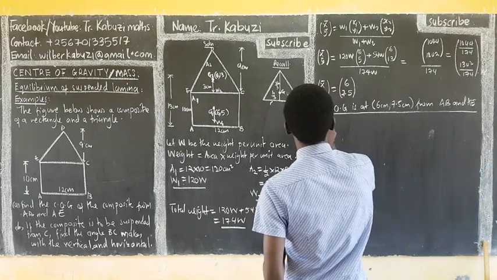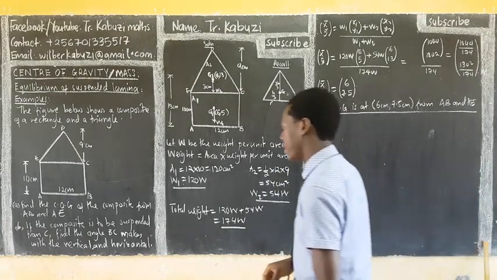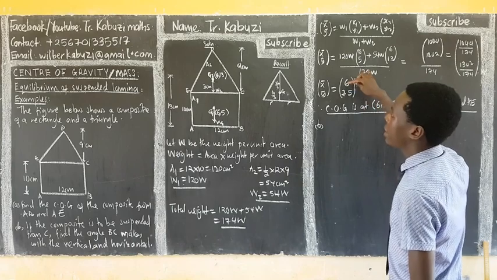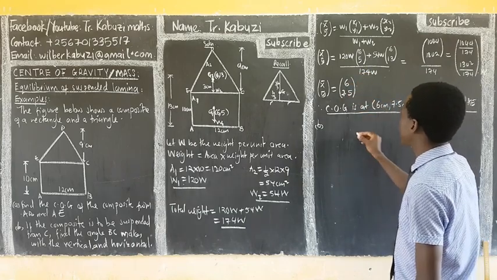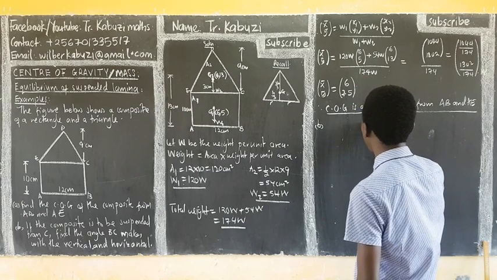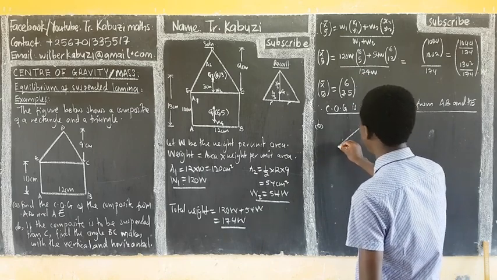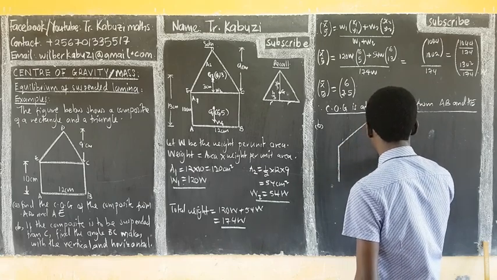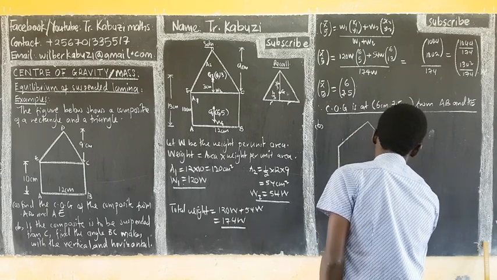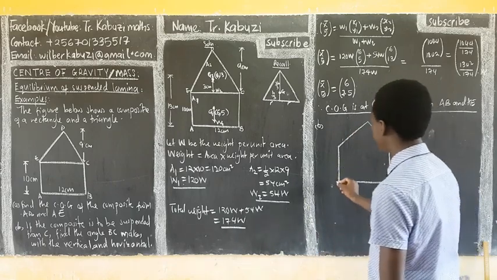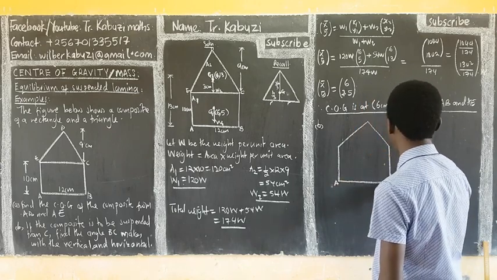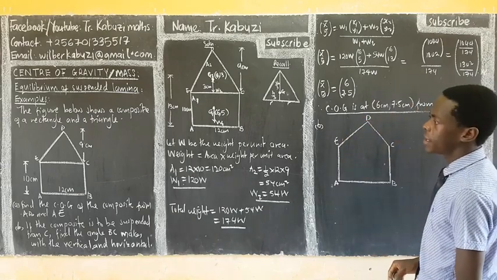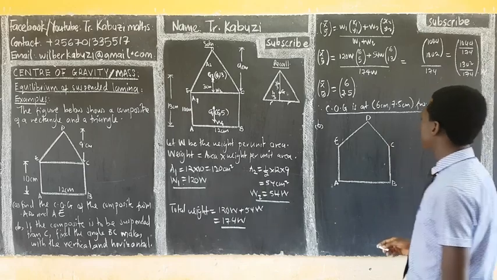Okay, then in part B, they want us to get the angle. If they want us to get the angle, then we draw this. Now we know where the center of gravity is. It is at 7.5, then 6. So we come and we draw it here. We draw that shape just for this, so we'll see what we are going to do. This is our A, B, C, D, E.